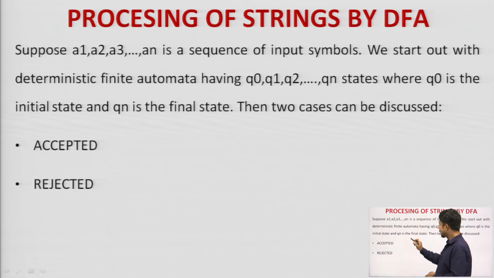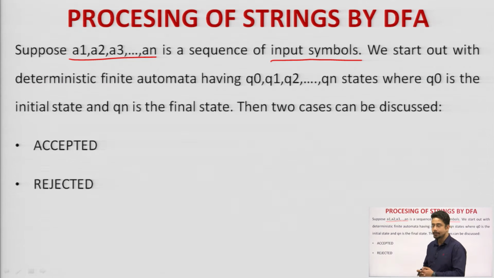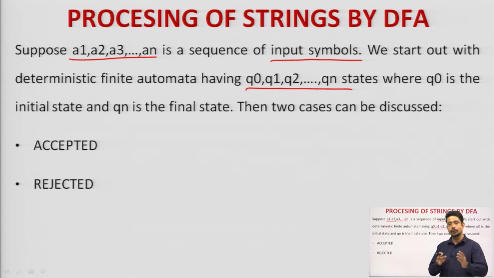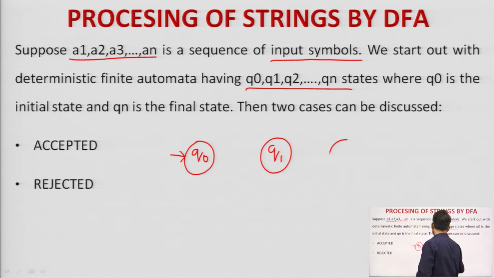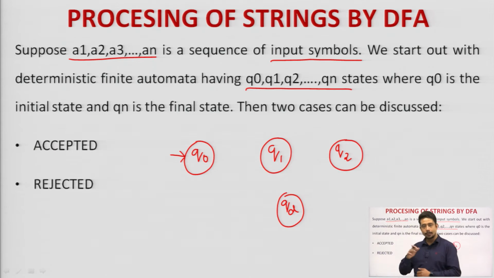Processing of a string by a DFA. Suppose here we have a sequence of strings, which is already mentioned as input symbols, and we have some set of states corresponding to these inputs. For processing of the string by the DFA, we need 2 concepts, acceptance and rejection. How does it happen? Suppose I have a state q0, another state q1, another state q2 and one more state, suppose qd. So these are the 4 states I have.